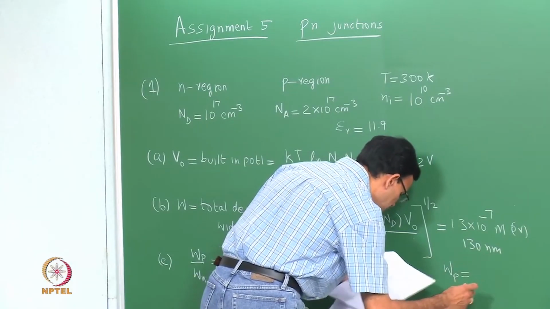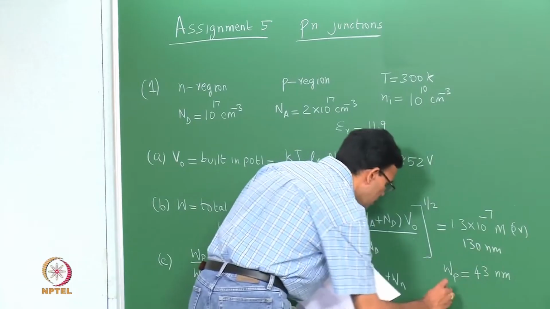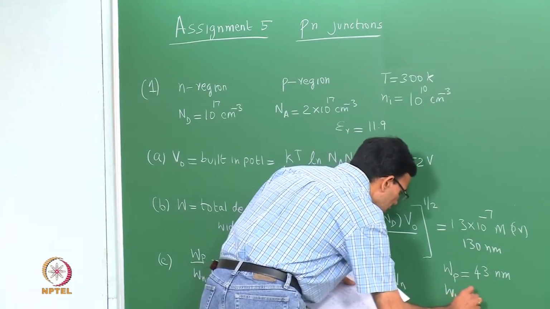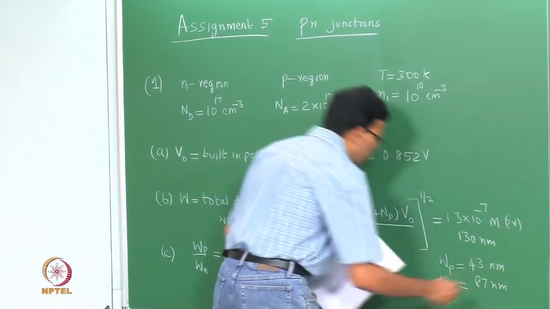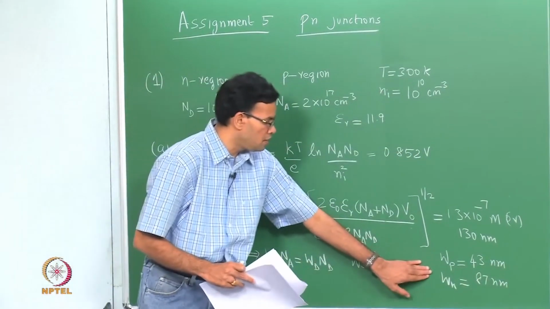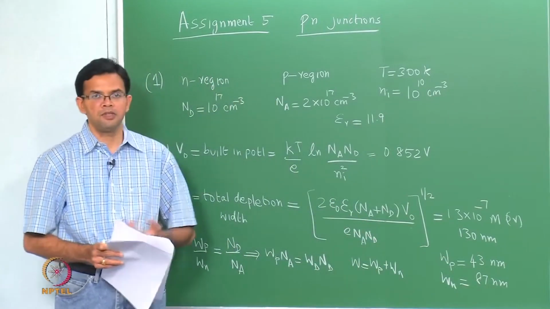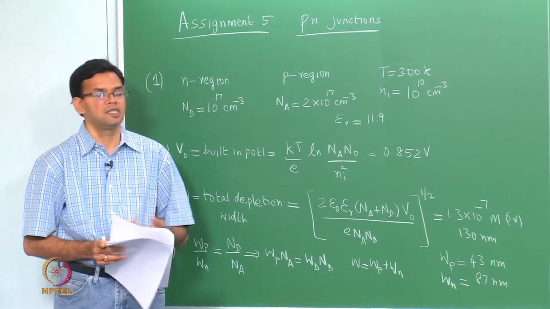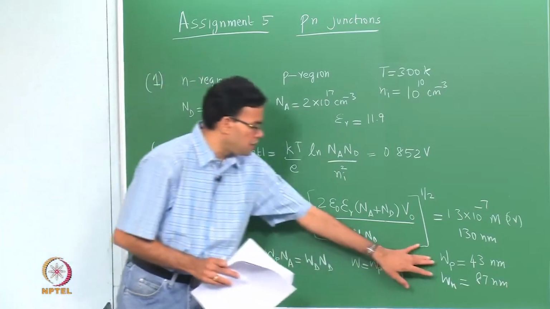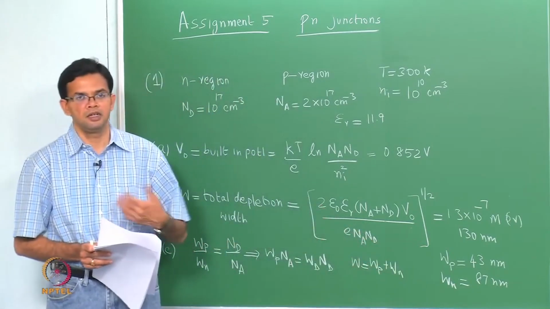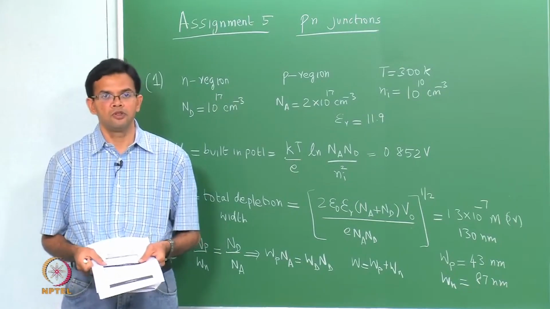Wp is 43 nanometers and Wn is 87 nanometers. So, the total width comes out to be 130 nanometers. The acceptor concentration on the p side is higher, so 2 times 10 to the 17, and the depletion width on the p side is smaller. Let us now go to problem 2.